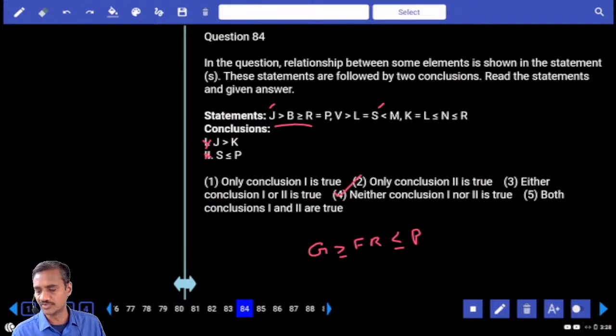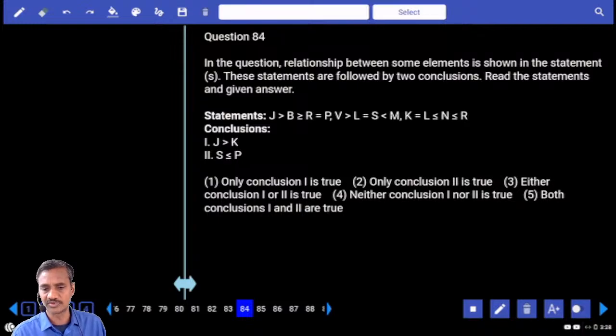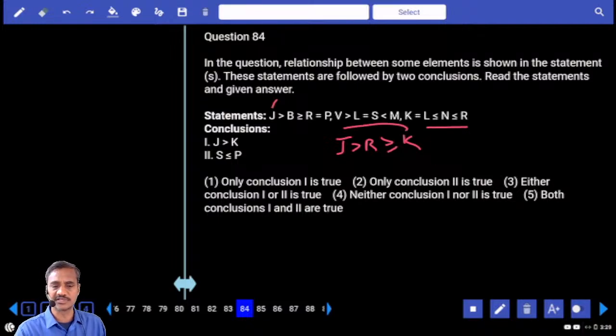The next one 84. Now in this 84, the relation between J and K. J is here and K is here. Now K equals L. Now in this one J, now J to B and R. Tell me which element is common here. J greater than R, and R to K. K less than or equals to R means R greater than or equals to K. And from J to K, J greater than K, definitely true. Choice 1, 84.